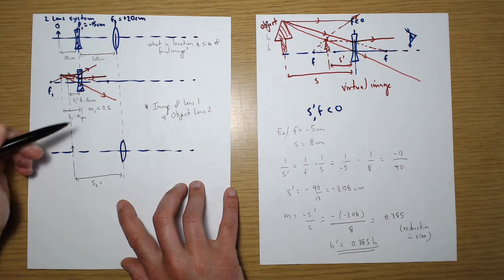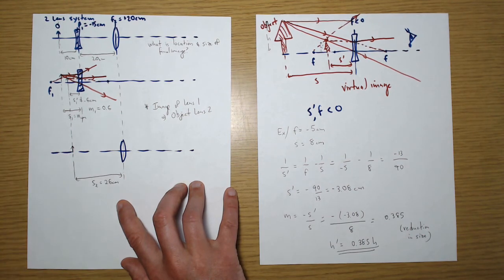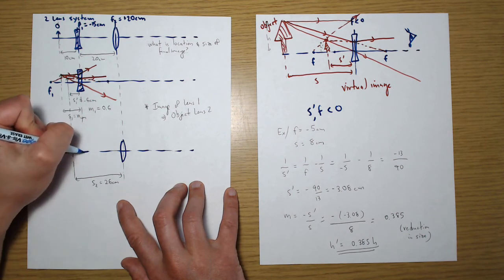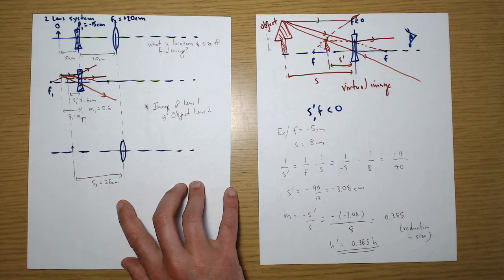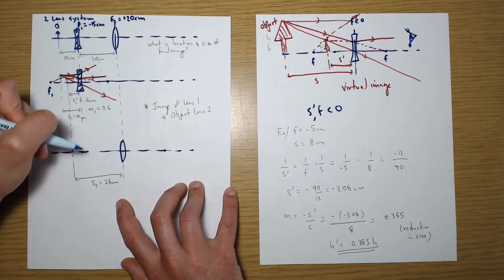Okay, so now with that information here, I have an object distance, S2, which is 20 centimeters plus that extra 6, 26 centimeters. I have a focal length of 20 centimeters, which is right where, the same location as the diverging lens. It's my focal point on each side.